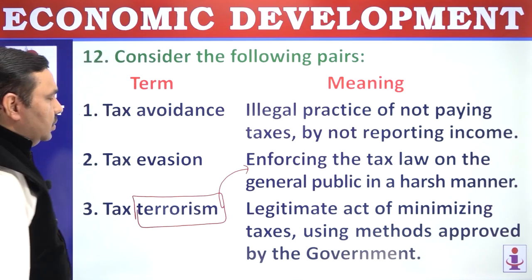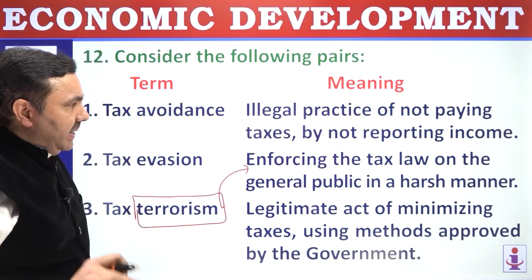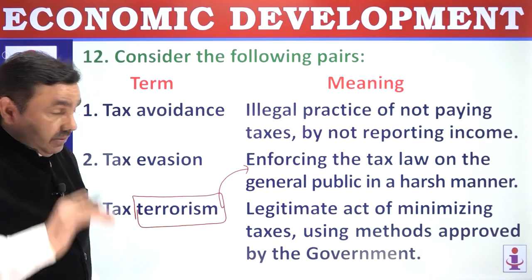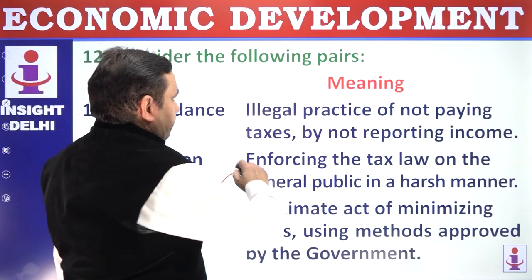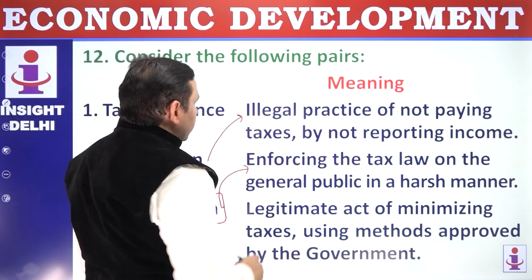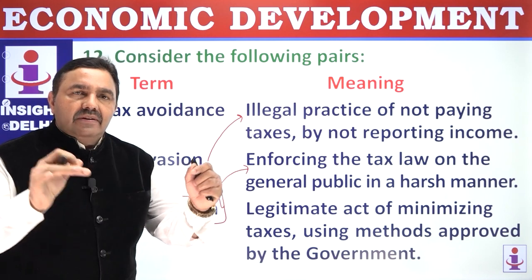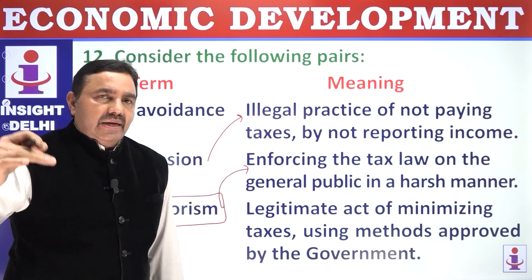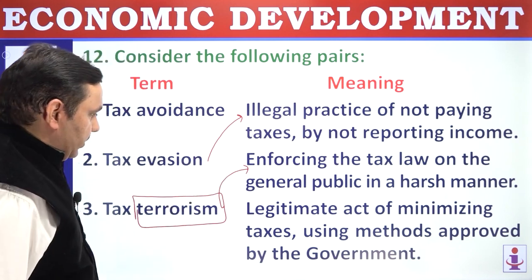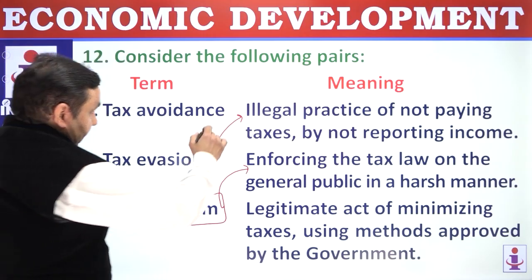Tax evasion means you are supposed to pay tax, but you are not paying tax. That is unlawful. Tax avoidance means you are using the loopholes of the law by using different kinds of concessions and discounts or exemptions. That is tax avoidance. This is a legitimate act.